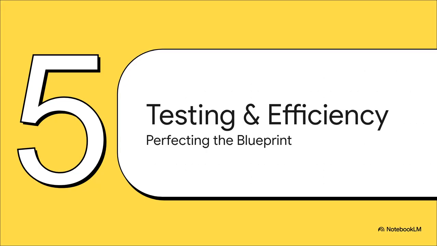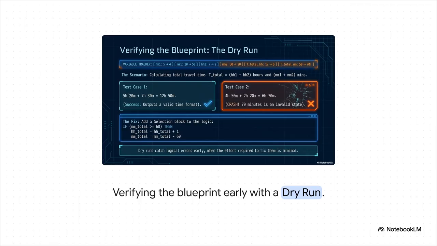All right, Part 5. Testing and efficiency. Perfecting the blueprint. So before we code, we start by verifying our blueprint manually. We call this a dry run. Imagine you're tracking time. If we just blindly add 4 hours and 50 minutes to 2 hours and 20 minutes, our tracker outputs 6 hours and 70 minutes. Boom, crash. Obviously, 70 minutes is an invalid state for a clock. But by doing a manual dry run, literally tracking our variables step by step on paper, we catch this logical flaw right away. The fix is super easy. Just drop in a simple selection block, an if statement, to convert those extra minutes into hours. Dry runs catch errors when fixing them is still cheap and easy.